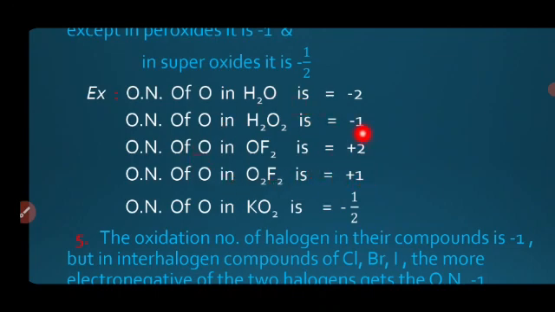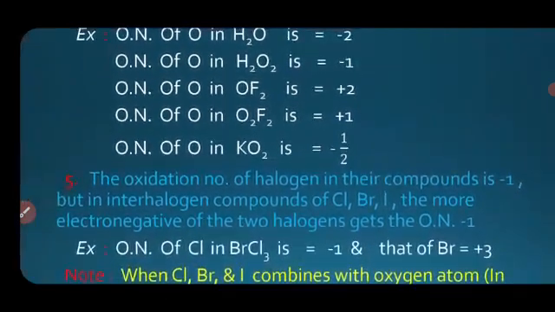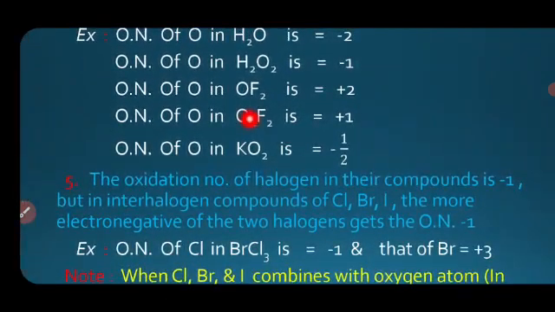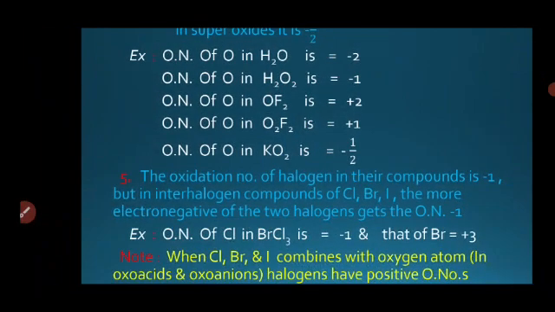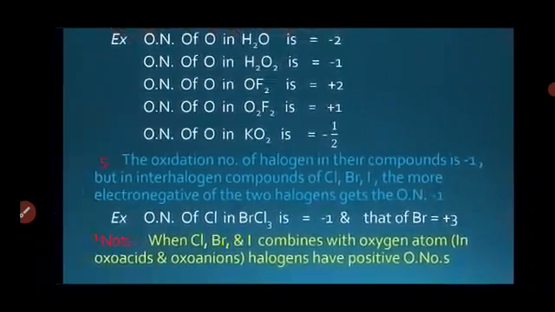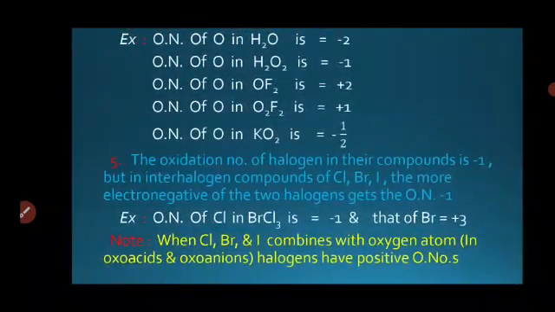When we are considering this oxidation number, it is for only one atom, remember, in any compound. Okay. Then in KO2, this is called as superoxide. Hydrogen peroxide, H2O2 is peroxide where it is -1 and KO2 is superoxide, it is -1/2. Okay. Then the oxidation number of halogen in their compounds is -1. Usually for all halogens we are taking -1.